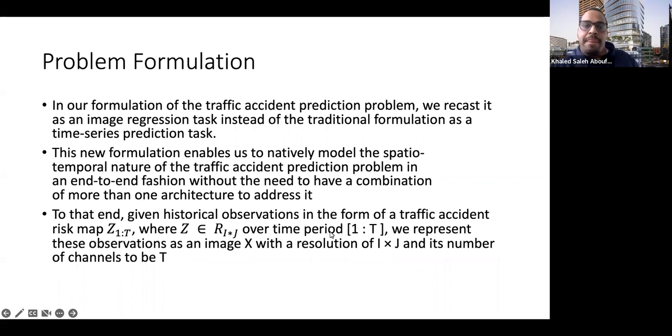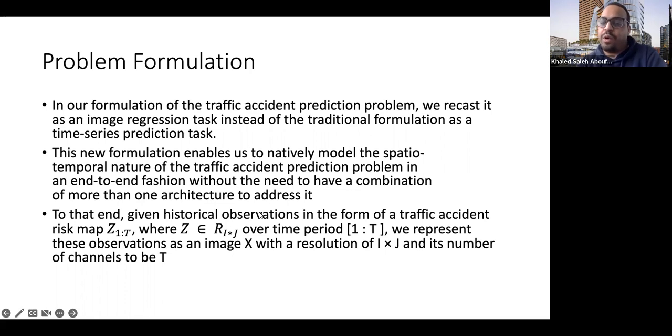Our formulation in this paper is quite different from the normal formulation that has been used previously in the literature. We have a new formulation here: rather than the time series forecasting task, we reformulated it into an image regression task. So instead of having time series data in a tabular format, we reconstruct this information in an image-based formulation or representation, so that we can feed it to image-based deep neural networks in order to get predictions.